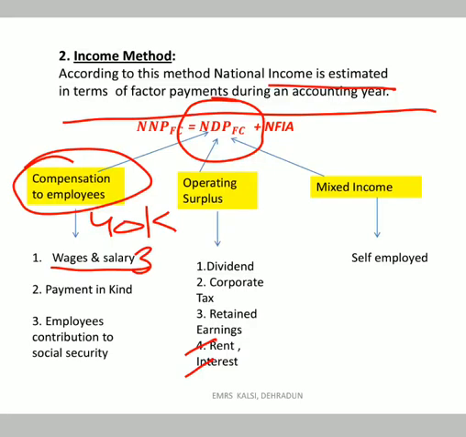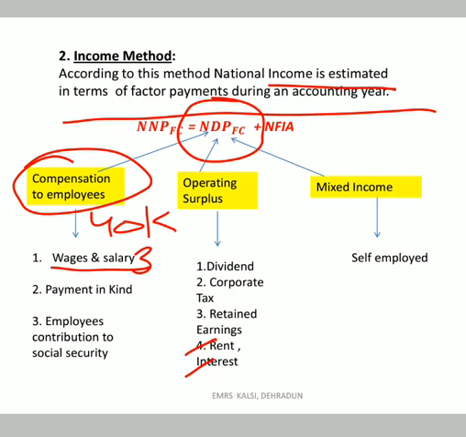So hello everyone. In the previous video, we studied the value added method. Now in this we will study the income method. So what is the income method? According to this method, the national income is estimated in terms of factor payments, the factor income made during an accounting year. All those incomes will be added together and we will get NDPFC, or we call it domestic income.